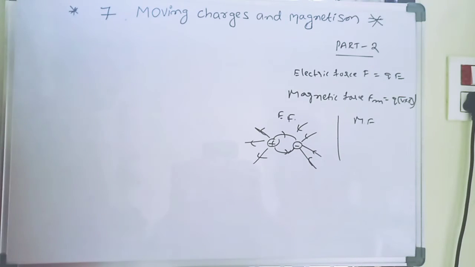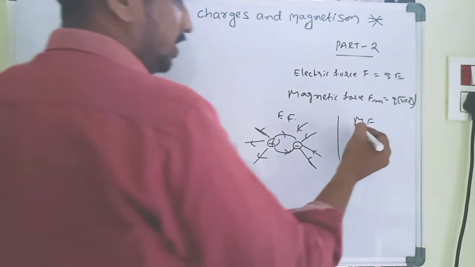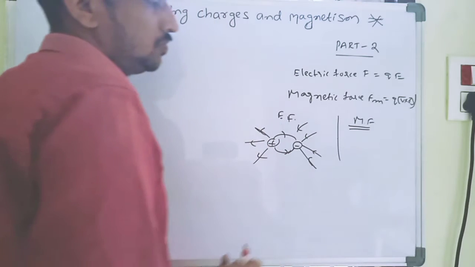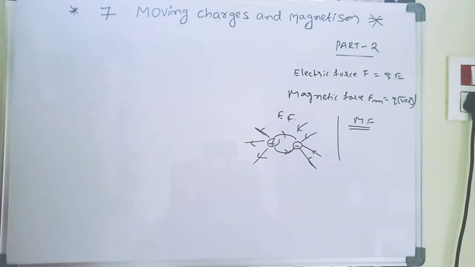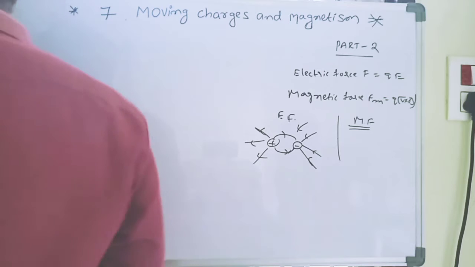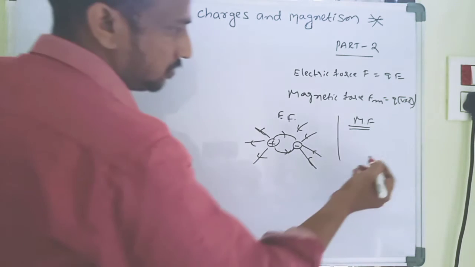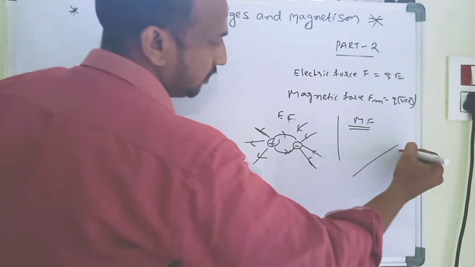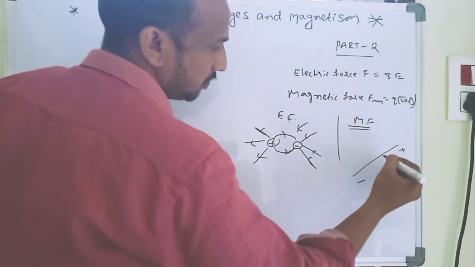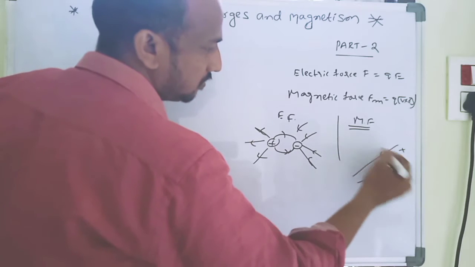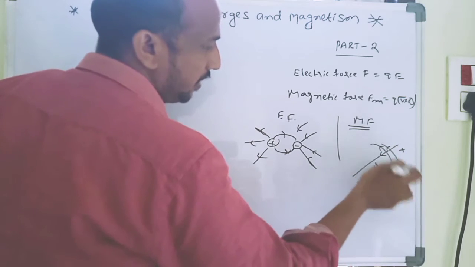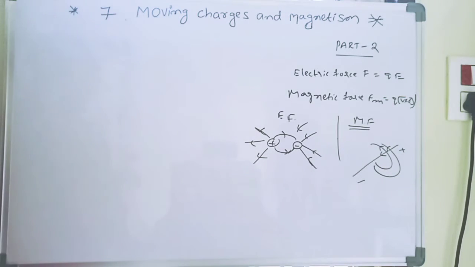So what creates the magnetic field? Moving charges develop a magnetic field. So how to draw the magnetic field here? This is a current carrying conductor, and this is called the magnetic field.